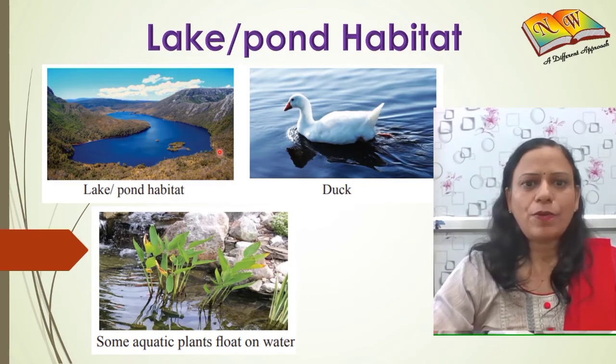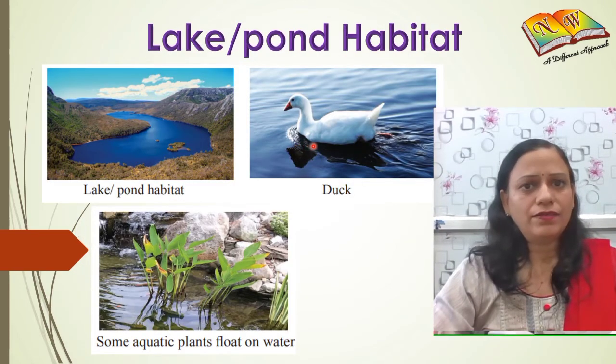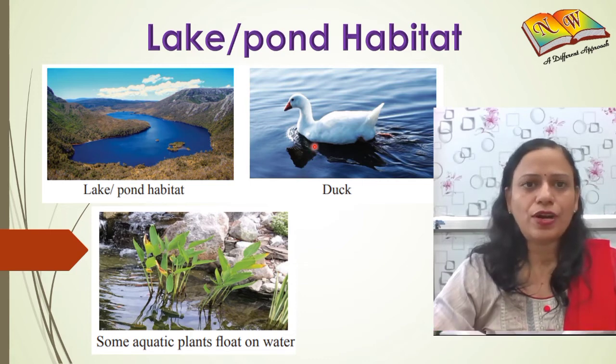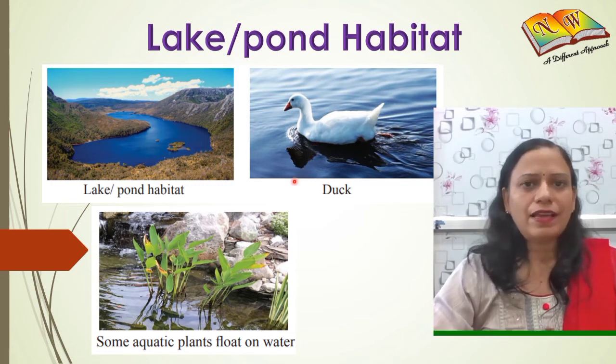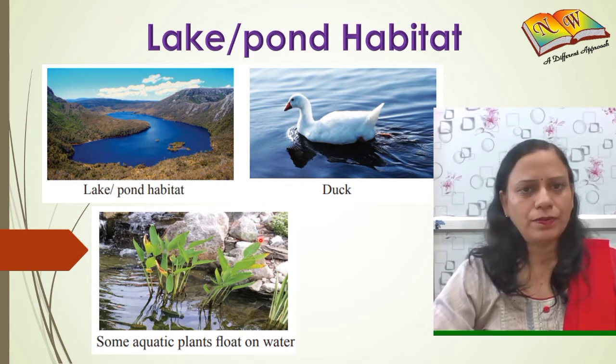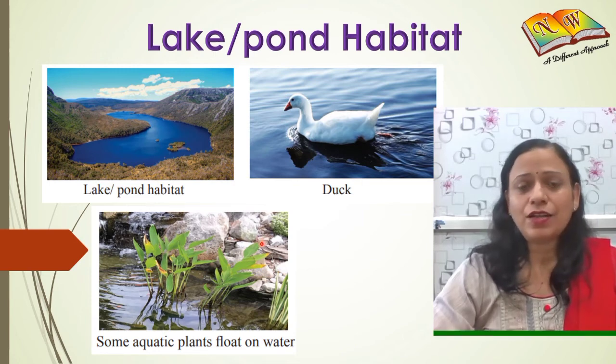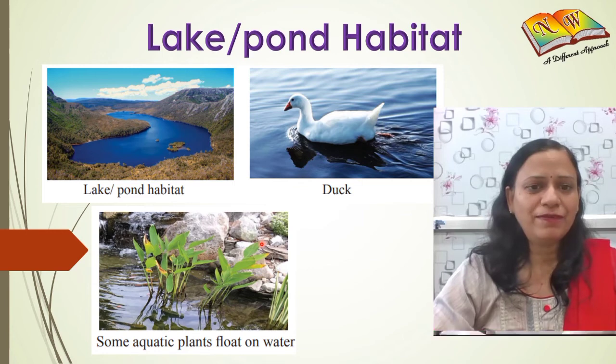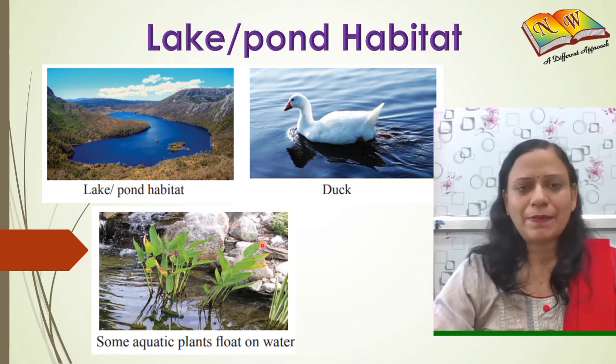Similarly, in the lake or pond habitat also, like if you look at a duck, you find ducks in ponds or lakes, freshwater sources is what I mean. They have webbed feet that help them to swim easily in water. Then there are aquatic plants also. You might find some plants floating on water when you visit some lakes. Especially you must have seen the lotus plants which look really beautiful. So these are some common examples of plants and animals you find in aquatic habitats.